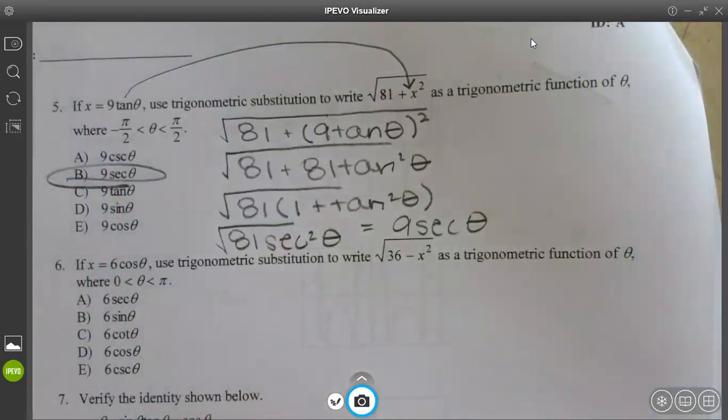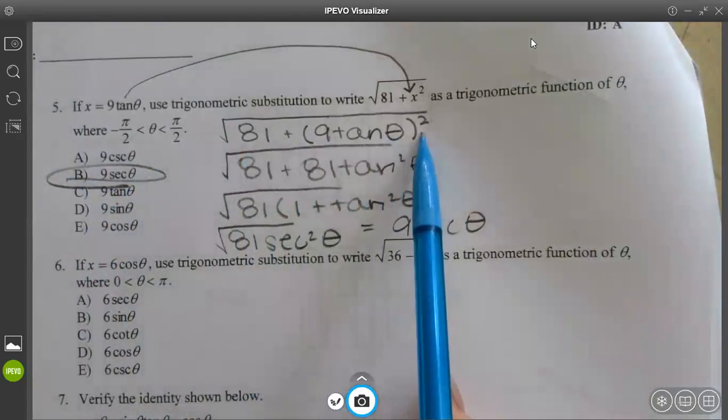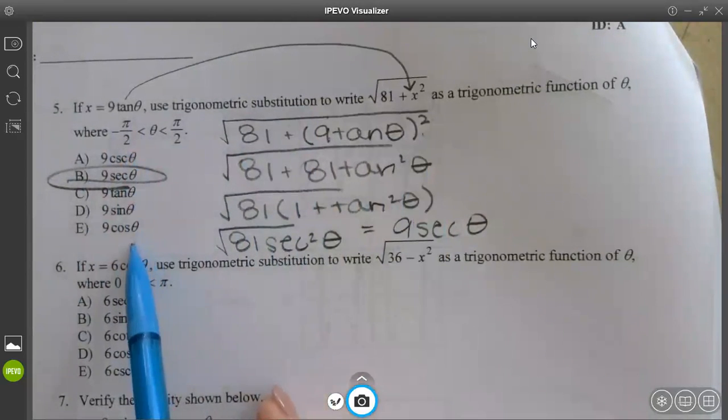How else could you have done it? Put this into your calculator. Put these into your calculator. Match it. Y1, Y2. So if all else fails, use your calculator.